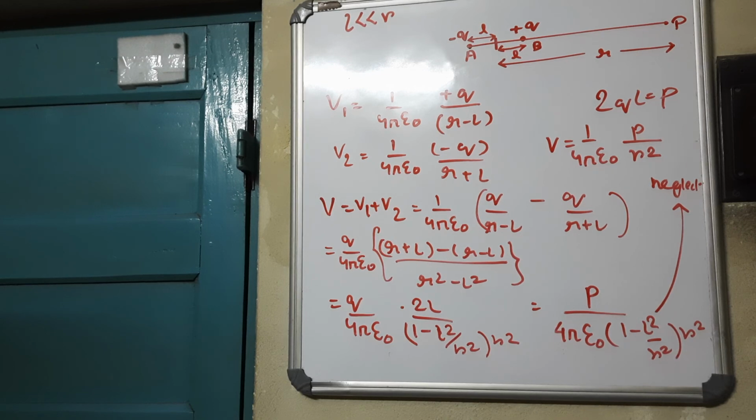In the next one we will be discussing about a point lying on the equatorial line. This was the case of the axial line, and we will be discussing the equatorial one in the next one. Thank you.